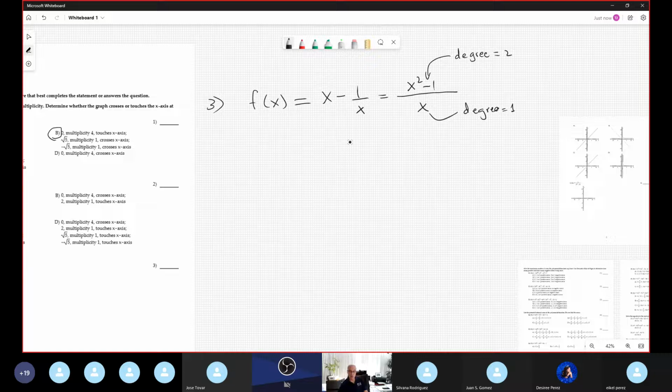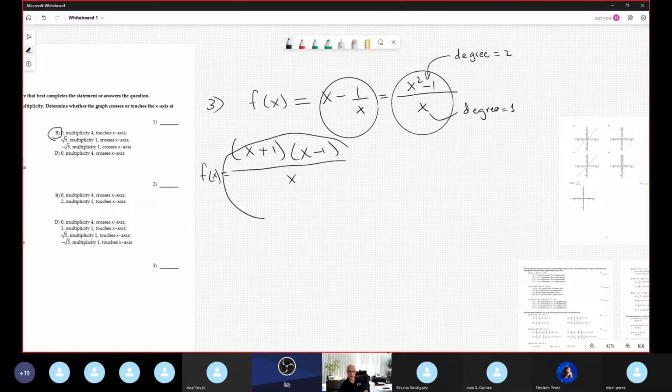However, I want to express it in factored form. Like factorization, the top part, like a difference of squares, x plus 1, x minus 1, divided by x. And this is equivalent to the original. There are many ways to express it, like that, or like that, or like that. They are algebraically equivalent. Everything is the same. But I prefer that way, which is factored form.